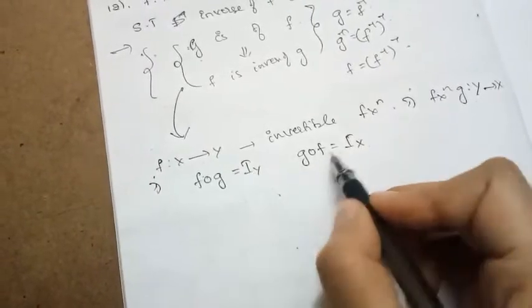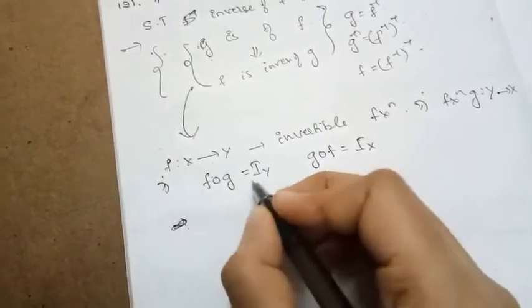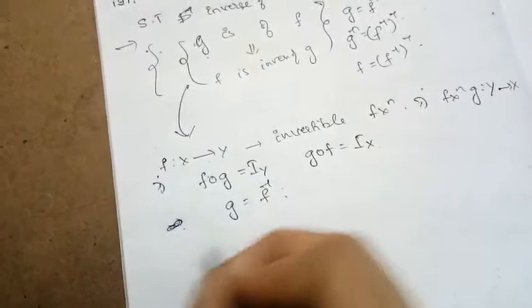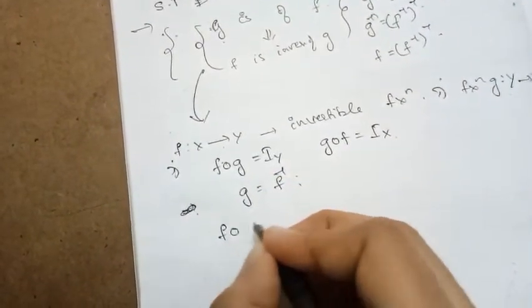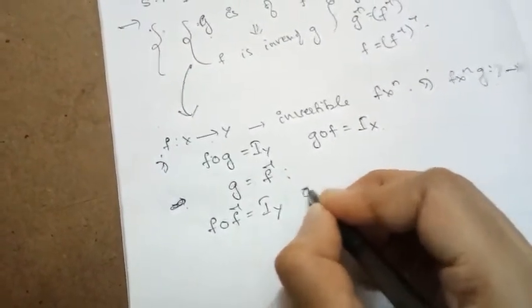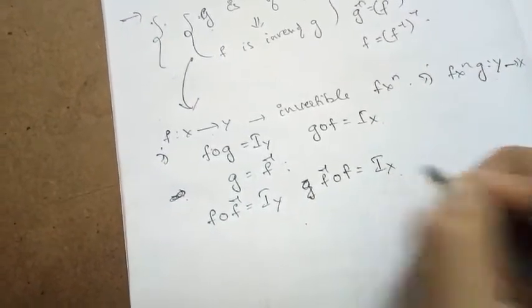f of g is equal to iy, g of f is equal to ix. What does this imply? G is invertible means g is equal to f inverse. G is equal to f inverse means if I apply this in that equation, f of f inverse is equal to iy and f inverse of f is equal to ix.